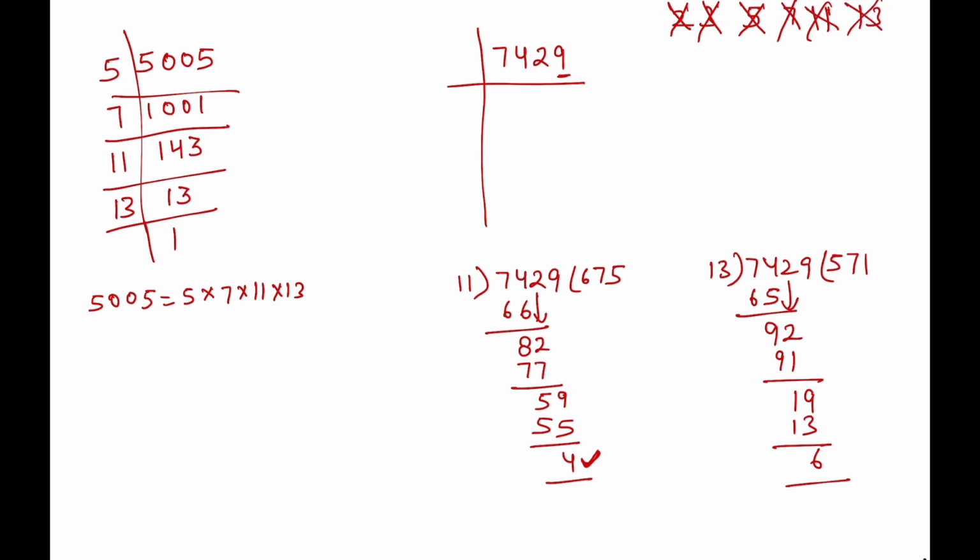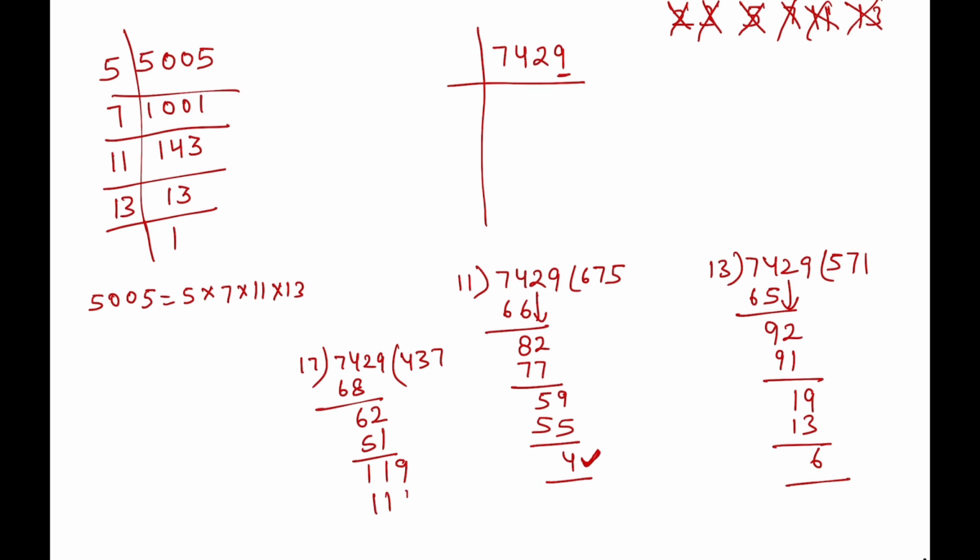Now, let us check from 17. So, 17 fours are 68. You should practice tables, then it would be easy. So 6 will be the remainder, then 62, then 17 threes are 51, then 119. 17 sevens are 119. So we can divide it by 17. Then it will come 437.